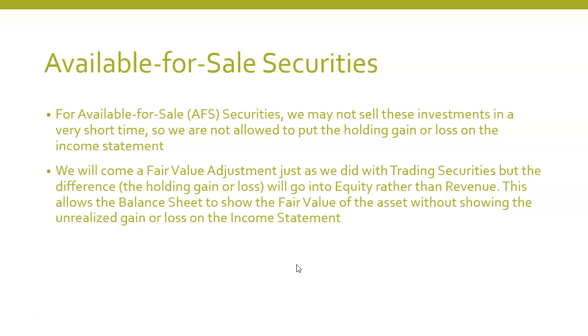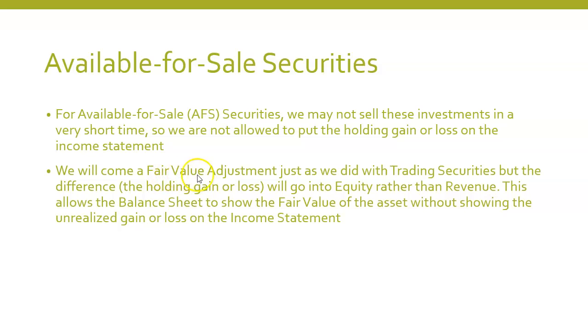All right, let's turn to available for sale securities. For available for sale securities, management is planning on selling these before they mature, but they don't know when. They're not necessarily planning on selling them quickly, okay? So we can't put that holding gain or loss on the income statement because it could change a lot between December 31st and whenever we finally sell it. Who knows, it might be a year and a half from now. So we are not going to put the holding gain or loss on the income statement.